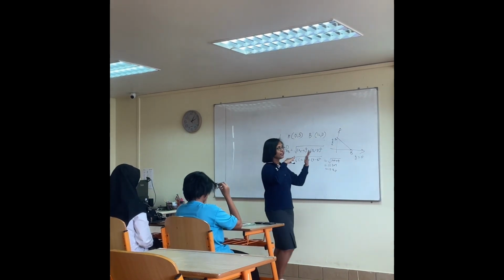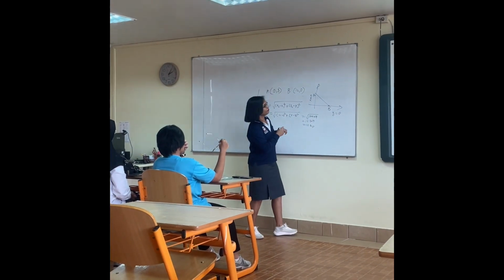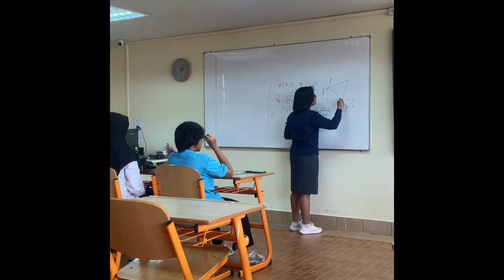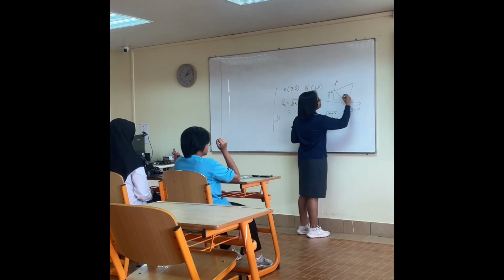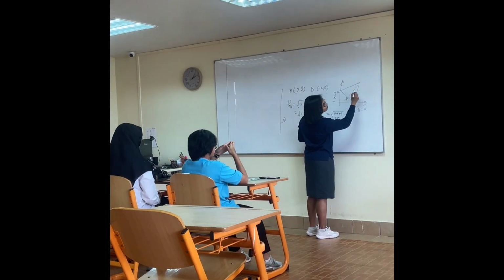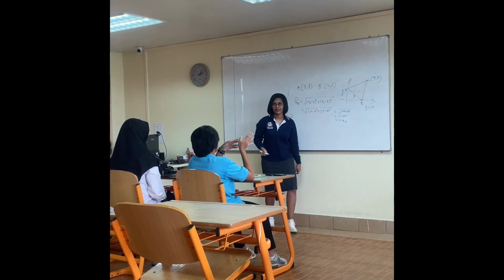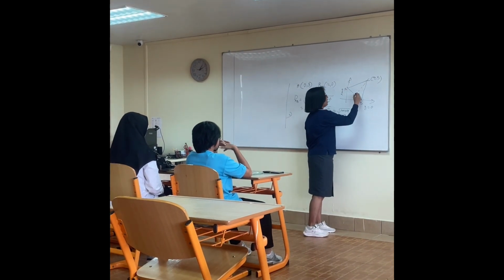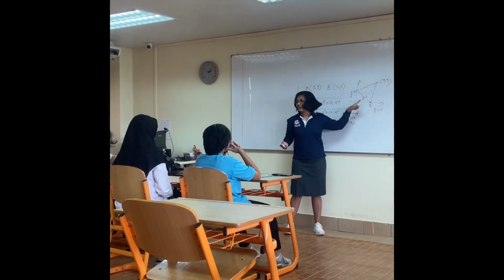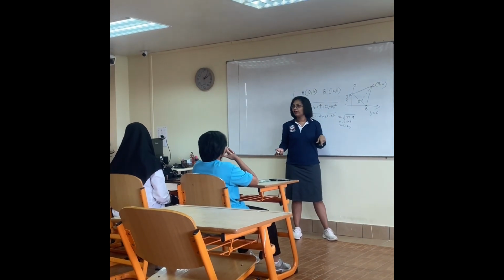Okay, why are we finding the gradient of AB first? Because it's a perpendicular line to CD, right? If we find the gradient of AB first, then we can substitute in the perpendicular line formula for C. Yeah, very good. Because they already said the line CD is perpendicular to AB, right?